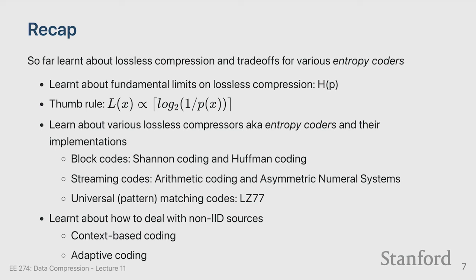We wrapped this up by moving on from IID sources to talking about how to deal with non-IID sources, which is basically life. So we talked about context-based coding and adaptive coding. And you'll have some questions on context-based coding, LZ77, and other ideas around dealing with non-IID sources in homework 3. So look forward to it. That should be fun.